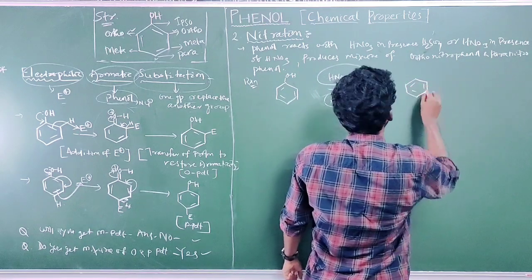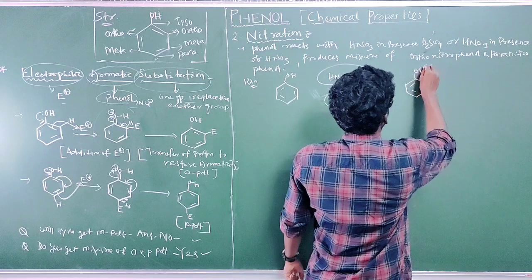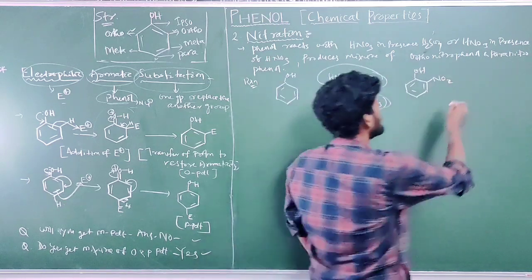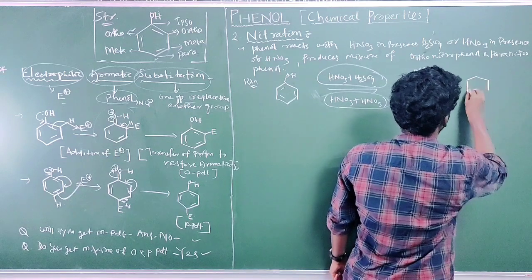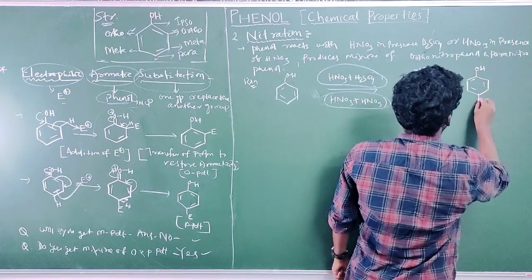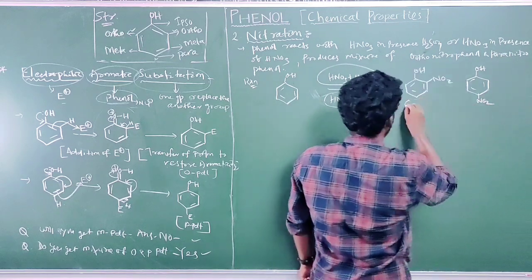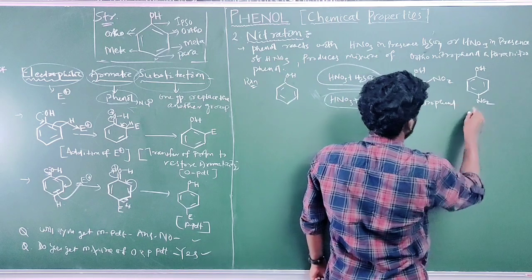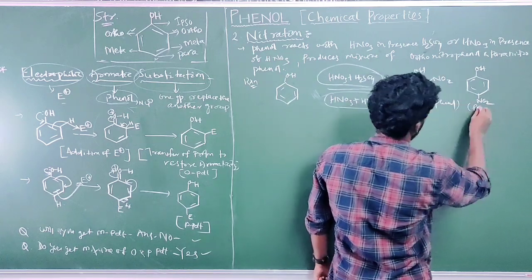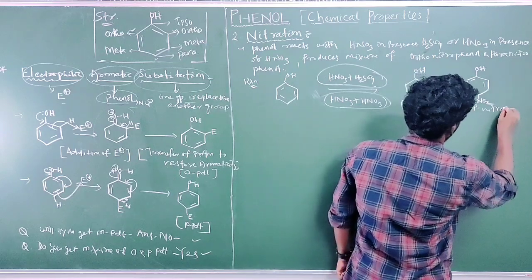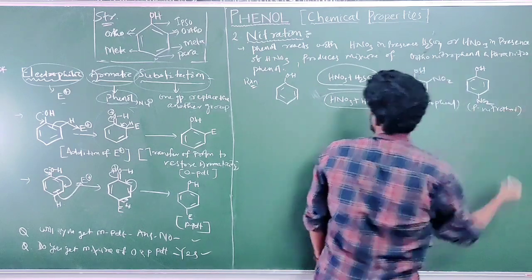plus. I will do that one. OH, ortho product, ortho NO2, orthonitrophenol, okay, and paranitrophenol. For para I am writing P, ortho O, nitrophenol. Okay, this is the reaction.